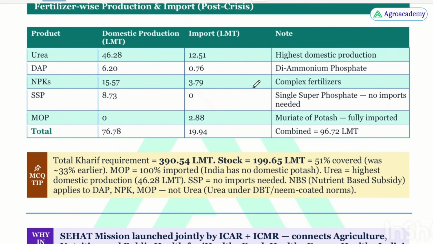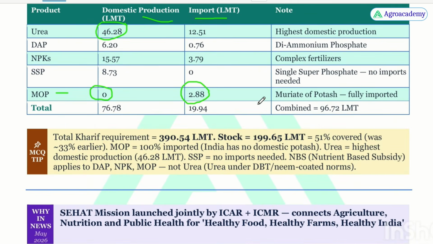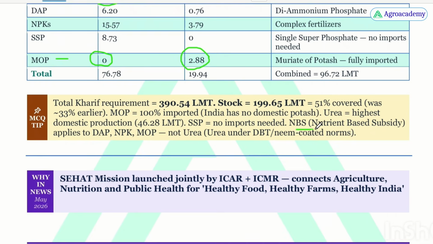Okay, so this table depicts the domestic production and the import, how much we import from other countries. And urea has the highest domestic production, and if you look at the MOP, muriate of potash, we don't have any domestic production, and whatever fertilizer we get in case of MOP, we have to import all of it. Okay, now I'll be explaining the nutrient based subsidy and the controlled subsidy which is applied for urea.